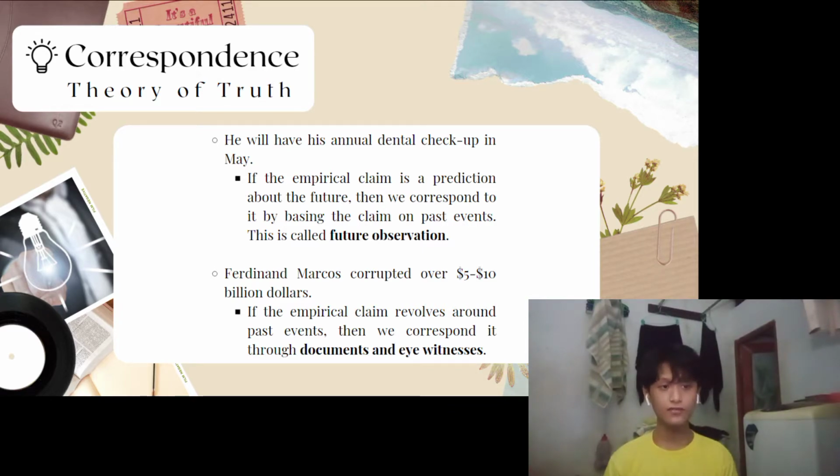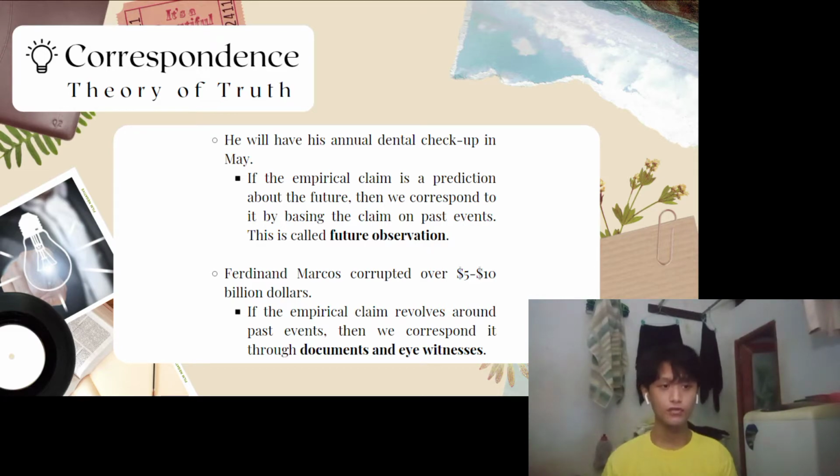Next example, he will have his annual dental checkup in May. Now, if the empirical claim is a prediction about the future, then we correspond to that by basing it on past events. We know that a future prediction is based on a regularity of past events. This is called future observation.